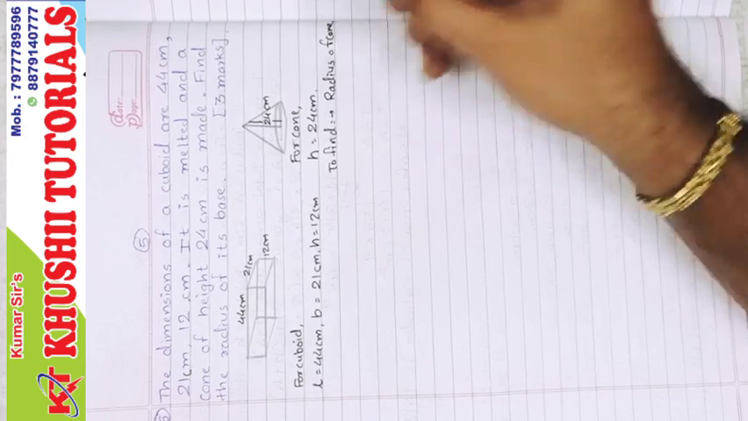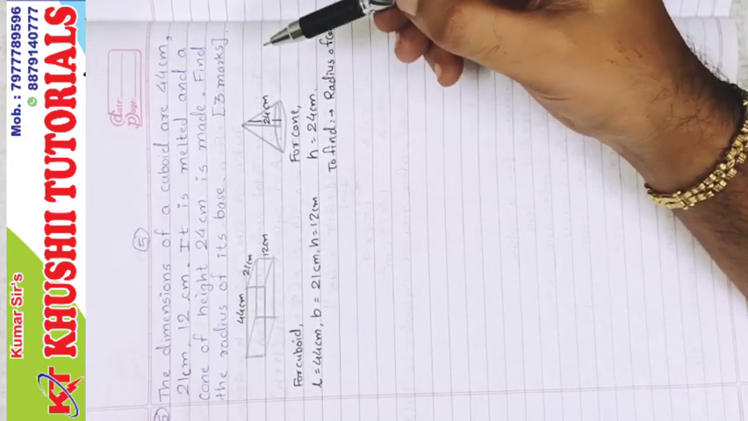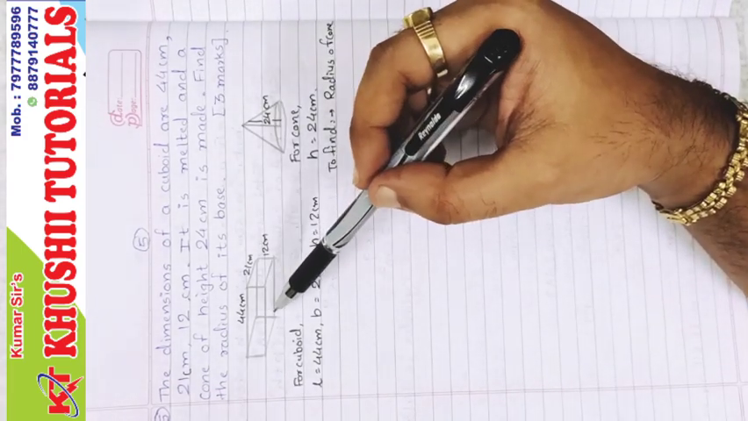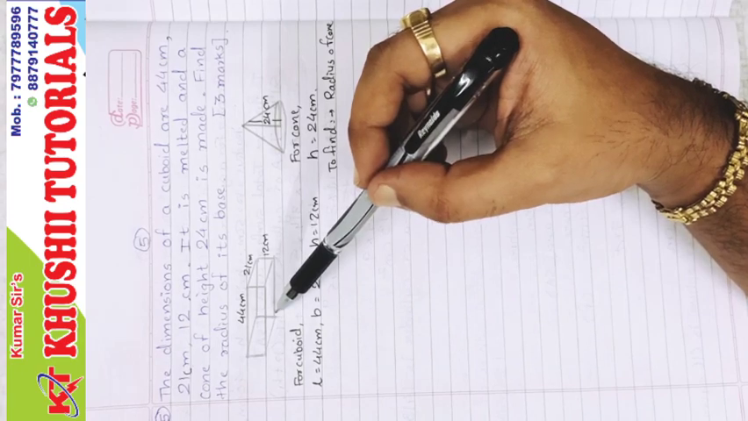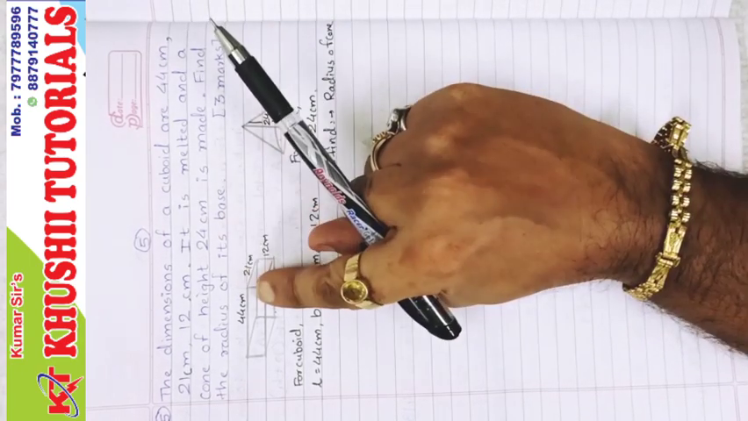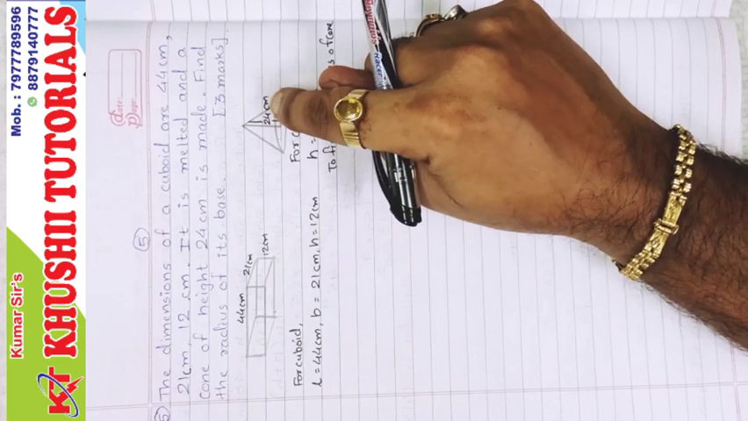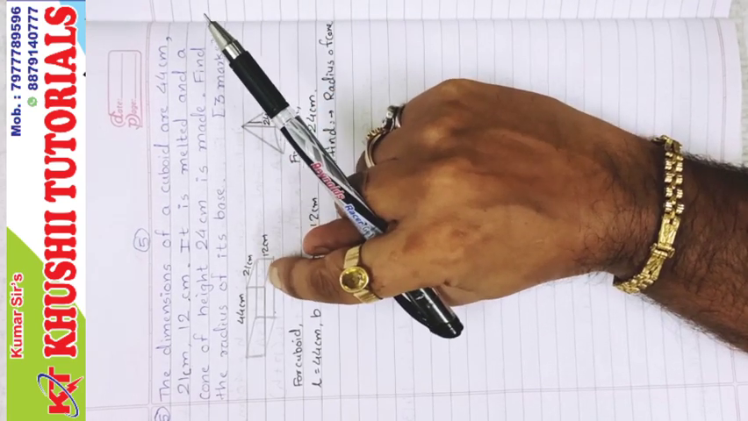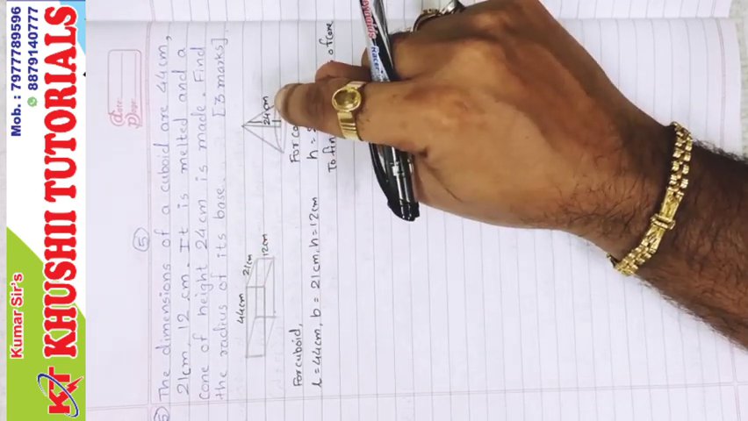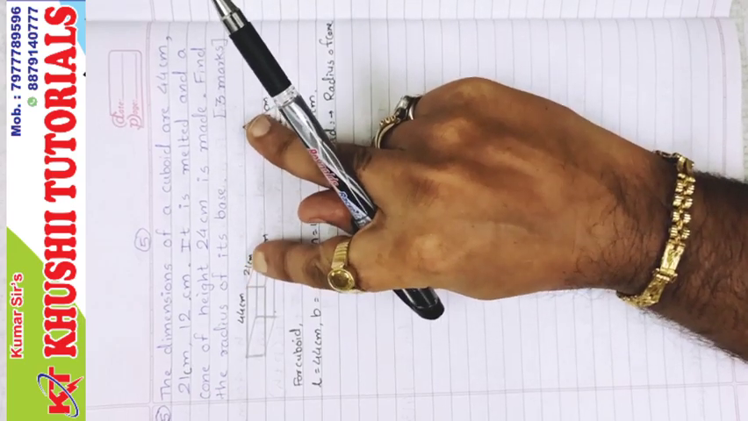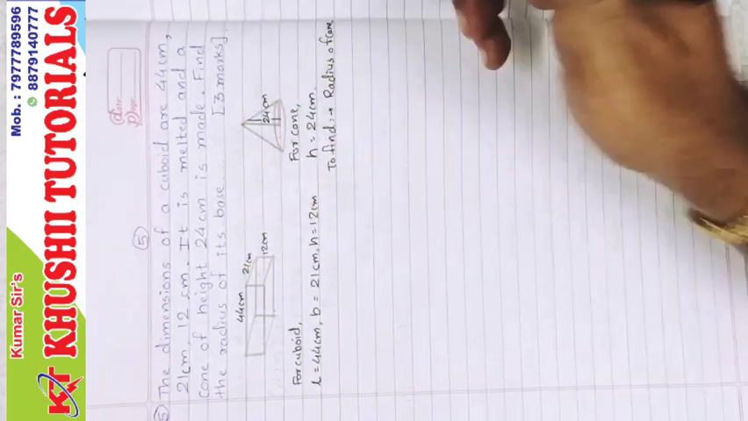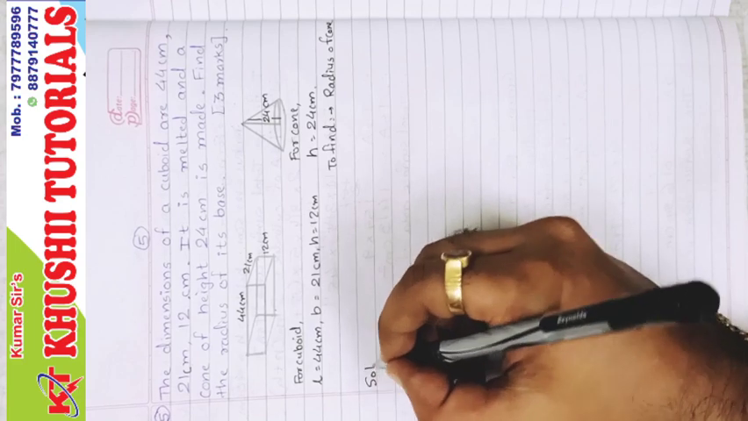Okay. So now the cuboid is melted to form a cone. One cuboid is melted to form a cone. That means volume of cuboid equals volume of cone. So we need to find the volume of each and then equate them. So, solution.